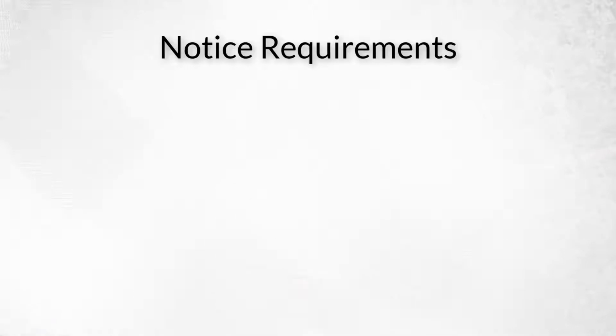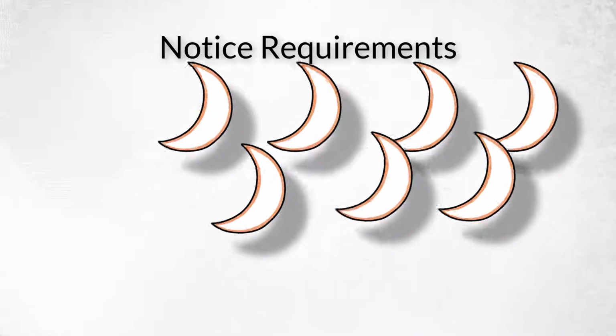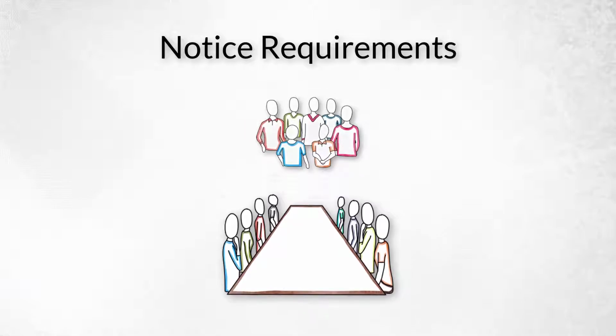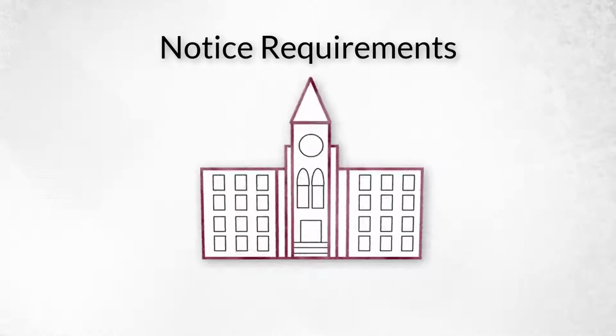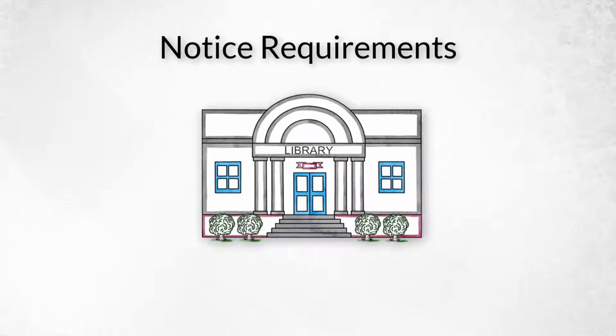Regular meetings require 24 hours notice. Public hearings require 7 days notice. For both regular meetings and public hearings, written notice must be posted at the principal office of the governing body, or, if no such office exists, at the building where the meeting will be held.